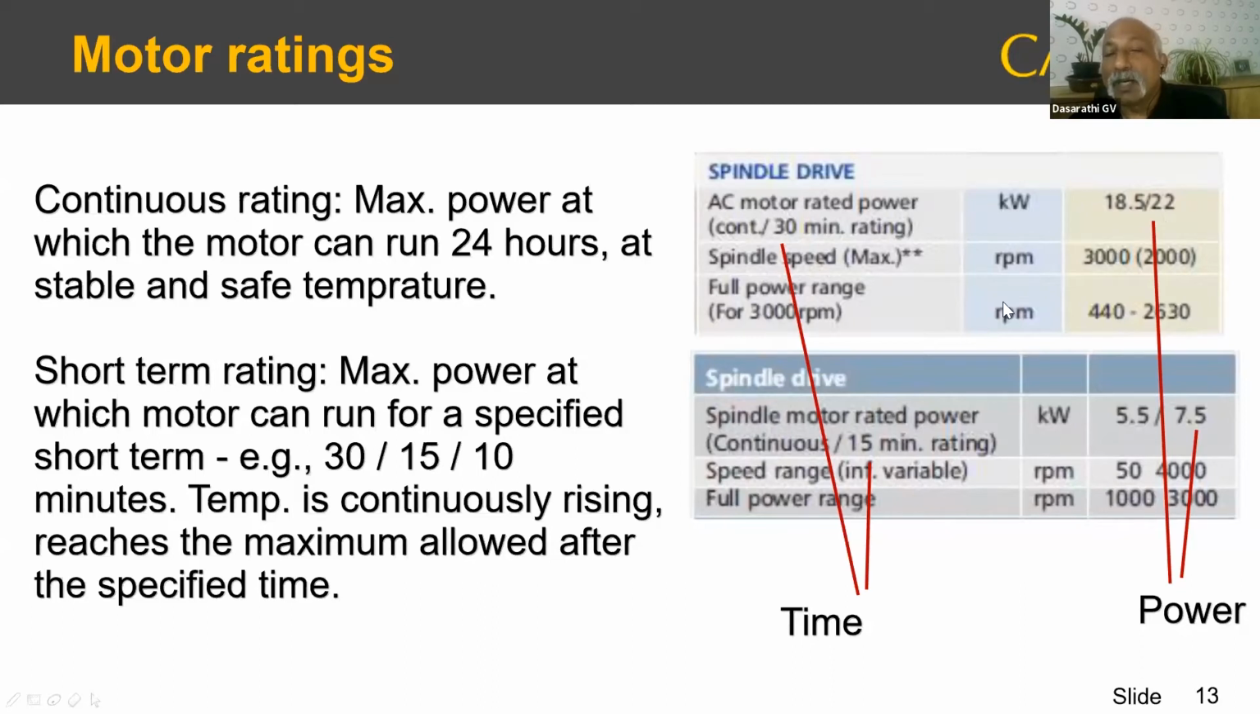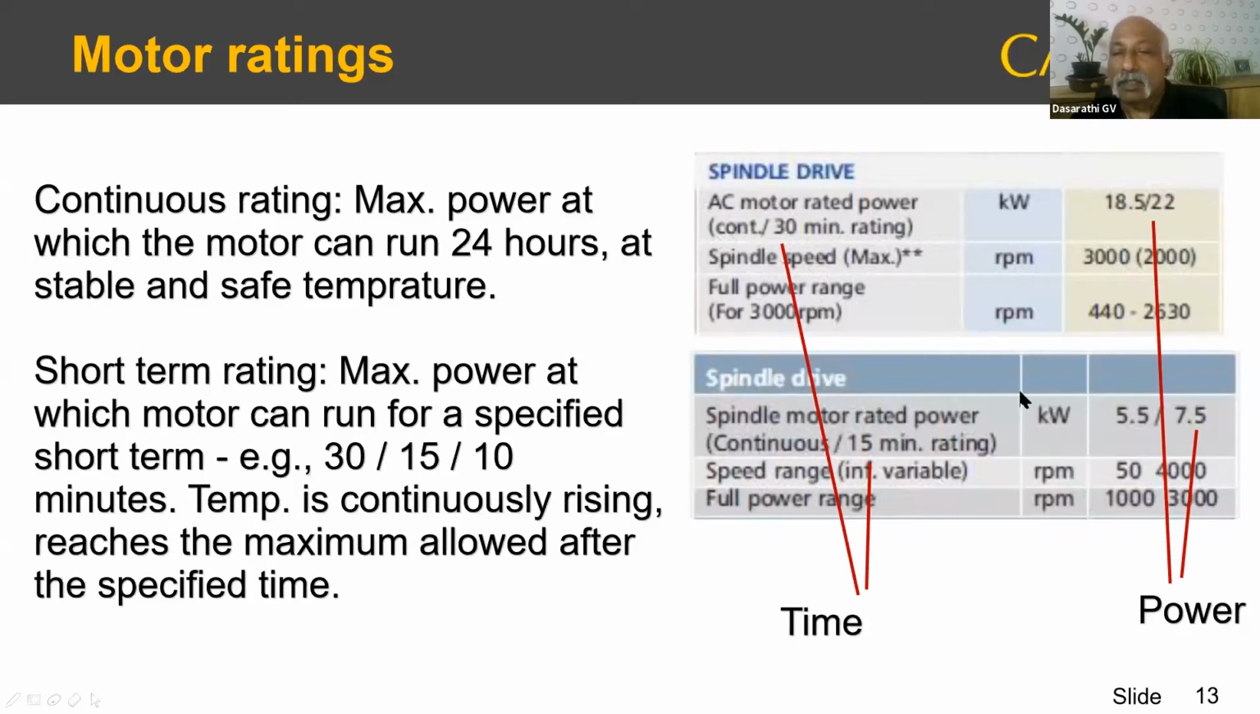What is a full power range? The power that a motor can give is not constant. Just because I say 18.5 kilowatts, it doesn't mean that 18.5 is available at all RPMs. It is only available between a certain specified set of RPMs. So your full power, 18.5 or 22, is available between 440 RPM and 2630 RPM. Obviously, from 0 to 440, it's continuously rising, and then it's constant like that.